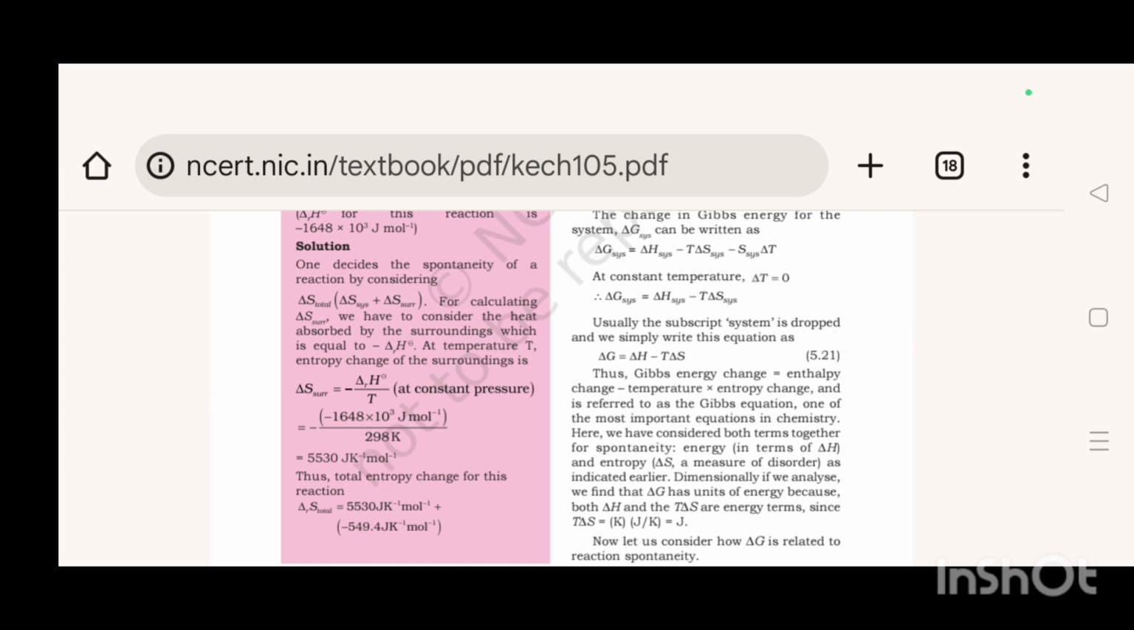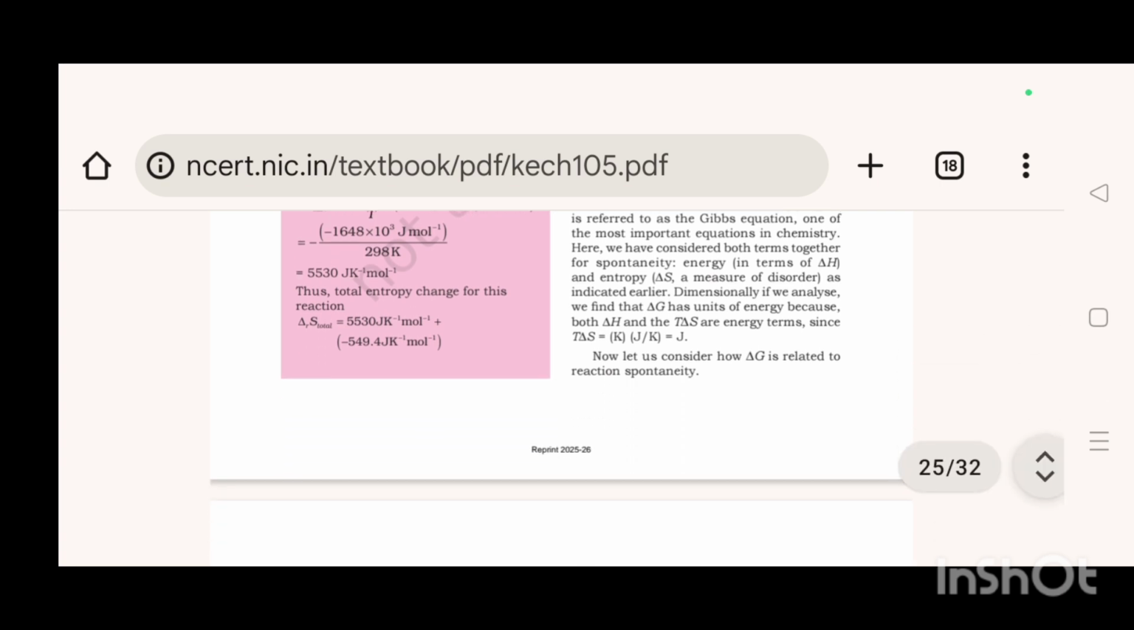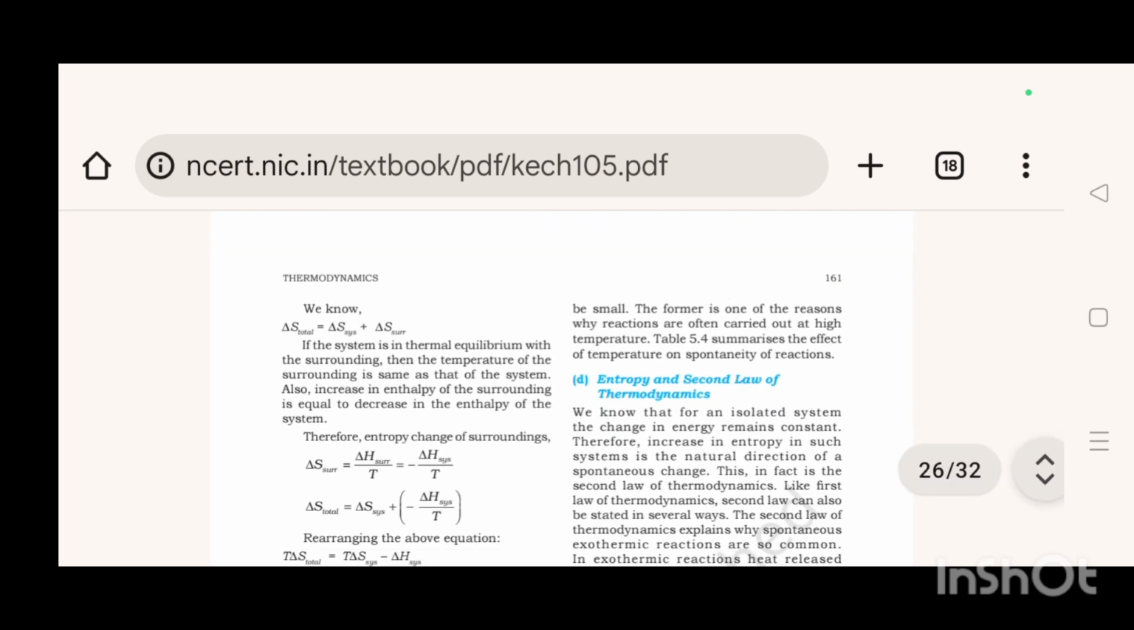Here we have considered both terms together for spontaneity, energy and entropy. As indicated earlier, if we analyze dimensionally, we find that delta G has units of energy because both delta H and T delta S are energy terms. Now let us consider how delta G is related to reaction spontaneity. We know delta S total equals delta S system plus delta S surroundings.